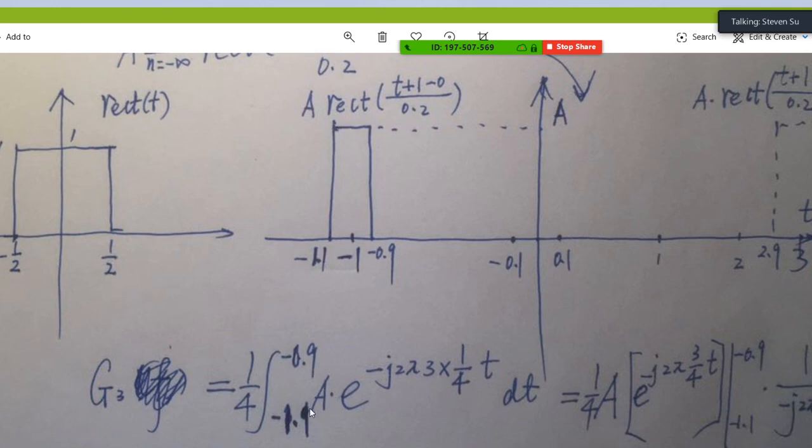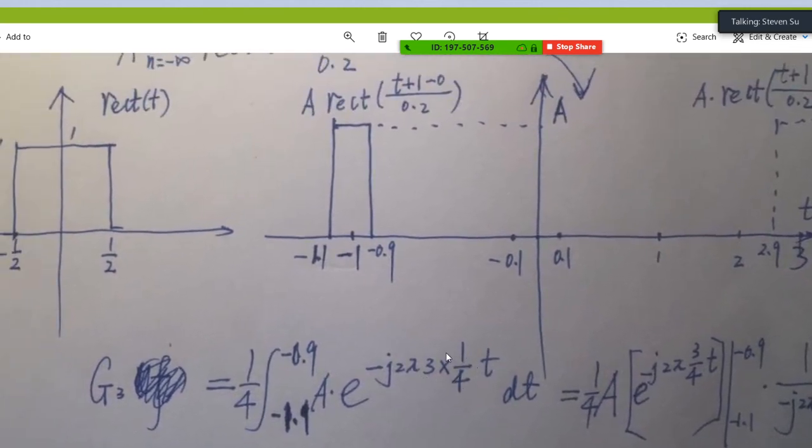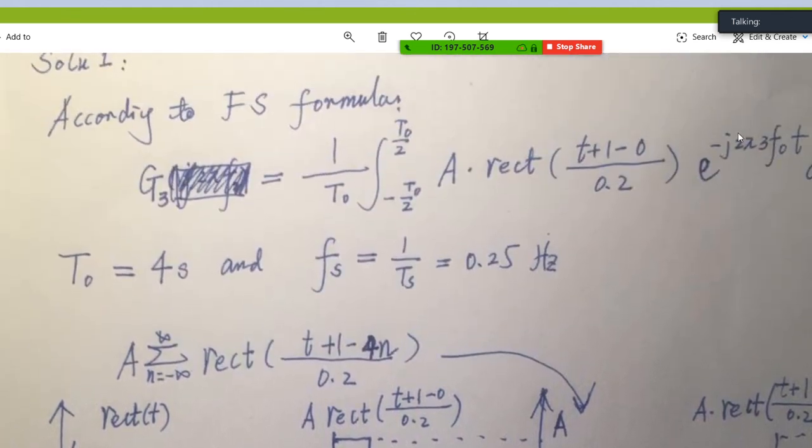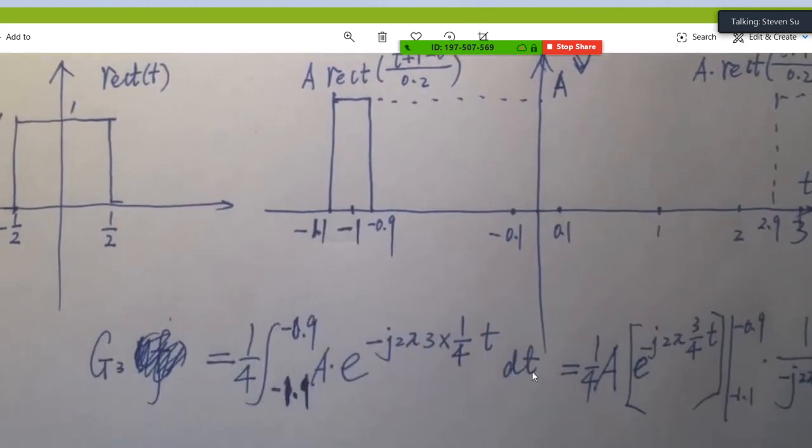So A times, like for Fourier series, e to the minus j 2 pi f. Here it is 2 pi n f0. So f0 is 1 over the sampling rate, so the frequency is 1 over 4. So that's the frequency. But you want to calculate the third harmonic, so you times 3 and then t. So this is the formula here. Based on this formula, I put in the values and get the integration.